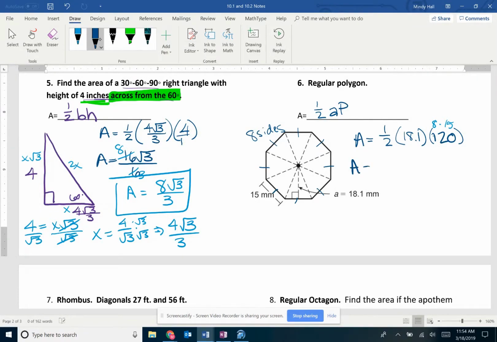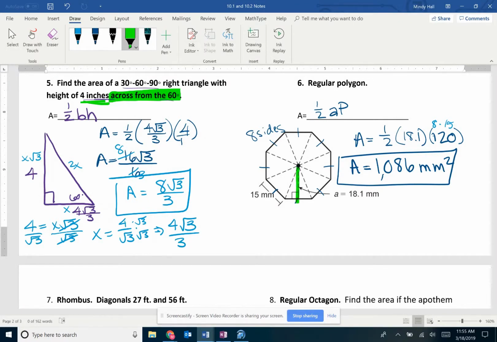gives you 1086, and this is millimeters squared. Notice again the apothem is this length right here, so that's where that number came from. And then that 120 came from 15 times 8. Let's circle it so it looks different.